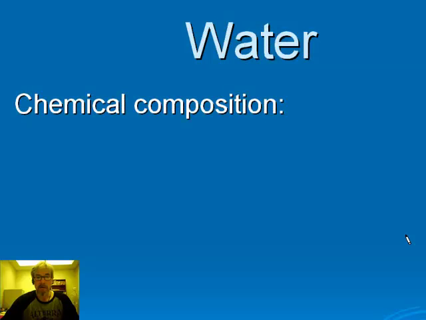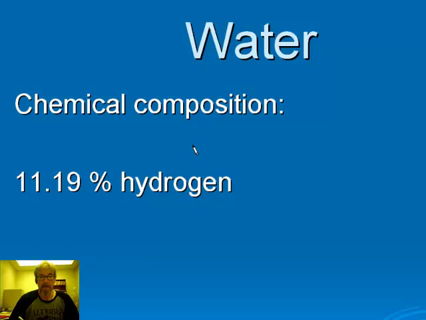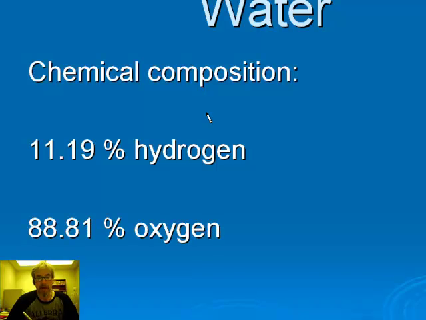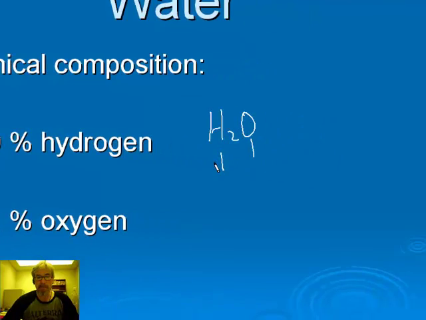Here's its chemical composition. Chemical composition of water is it's 11.19% hydrogen by mass, and the rest, 88.81%, is oxygen. Now, if you think about this simple familiar formula of H2O, this doesn't look right. It looks like there should be twice as much hydrogen as oxygen. But hopefully by now you're catching on to the idea that mass and moles don't have the same ratios. Hydrogen weighs a lot less than oxygen.